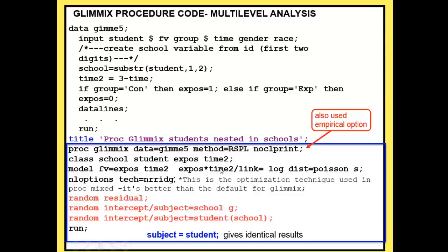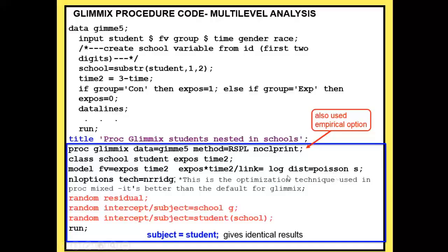So what is expos times time 2? Expos is a binary variable, right? It's got 2 categories. And expos times time 2 is going to be 2 product terms: expos times 1 time and the exposure variable times the other time. And then I said link equal log, distribution equal Poisson. So this tells the computer that we're doing Poisson regression.